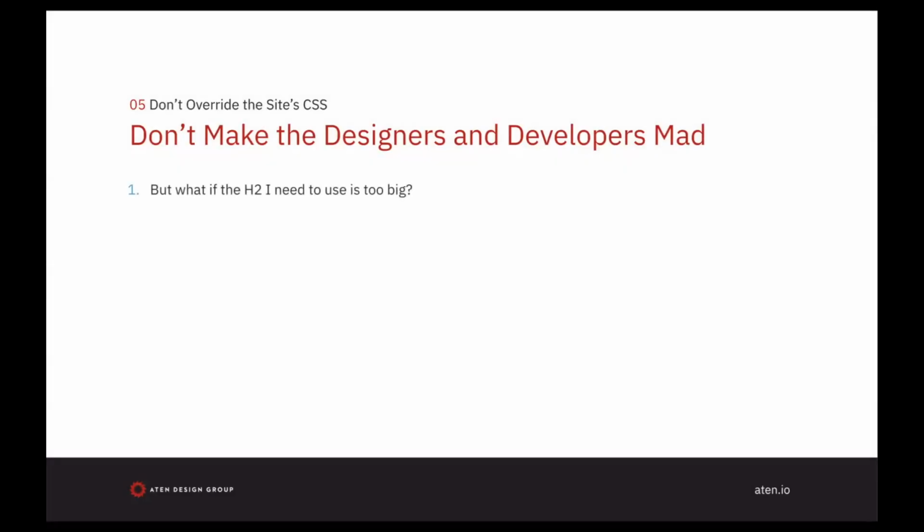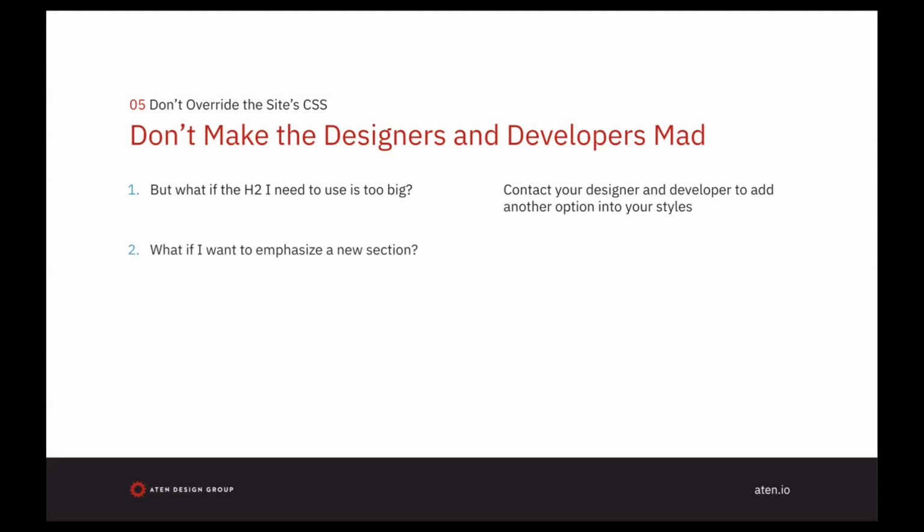So I hear this all the time. What if I want to use this H2, but it's way too big, and so that's why I'm using an H4? Well, contact your designer and developer to add another option into your styles dropdown in your editor. Or what if I want to emphasize a whole new section? I want to add something that has a new background color and it's slightly different, bigger text and so on. Don't do it. Contact your designer and developer to add another option into your styles so that it works with your current site. Or insert any excuse that you may have here.